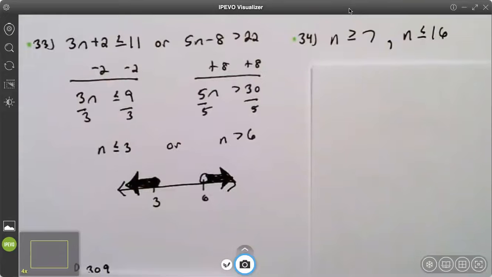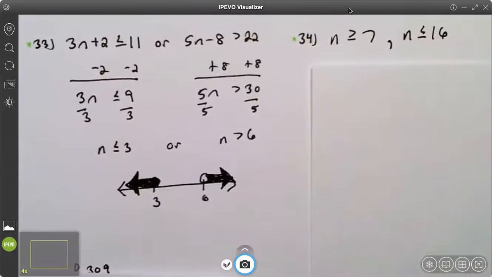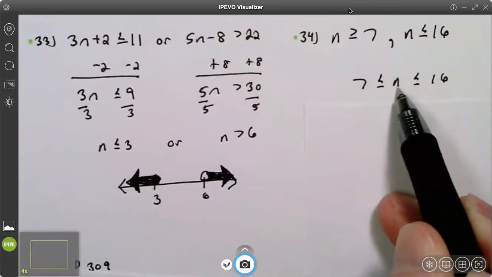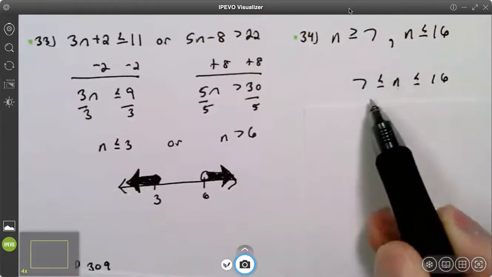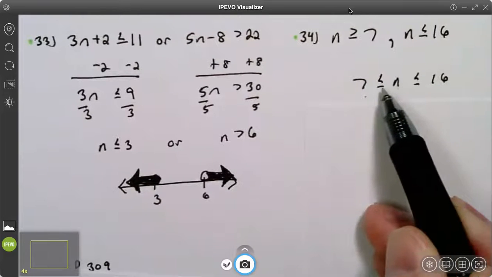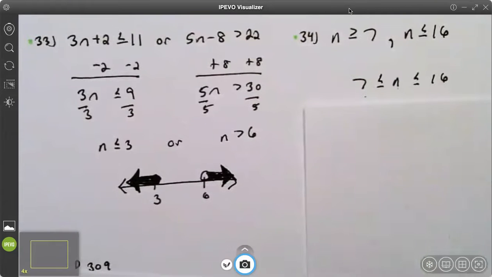I want to show you number 34. Sometimes you could see one written like this and we don't know what that is. Is it an or? Is it an and? Well, I write my n. It's greater than or equal to 7. It's less than or equal to 16. The n, what I'm shading, is bigger than the smaller number. It's smaller than the bigger number, so I know I have an and. I'm going to shade between those two numbers.